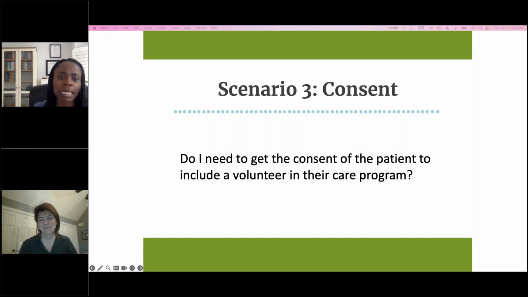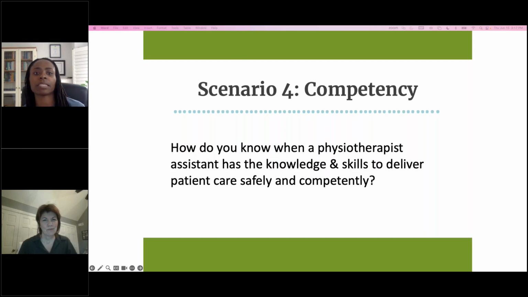So the next thing we're going to be taking a look at here is competency. So Fiona, how do you know when a physiotherapist assistant has the knowledge and skills to deliver patient care safely and competently? So you really want to have a conversation with the PTA, so you can be clear on the physiotherapist's role and the PTA's role, and you both understand that together.